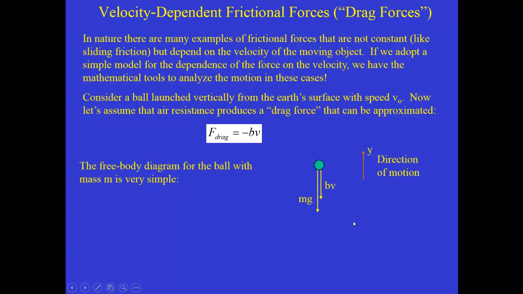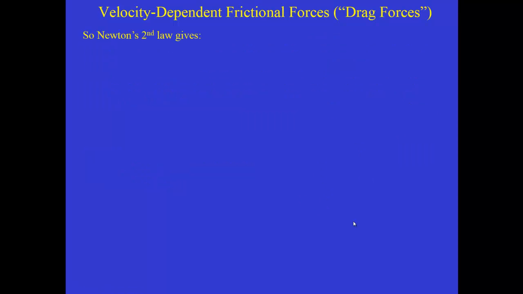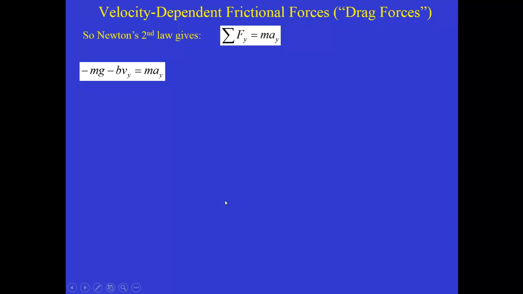That's our free body diagram, and then we can use Newton's second law and solve it in order to get an expression for the velocity of that ball as a function of time. So we add up all the forces in the y direction, set that equal to mass times acceleration in the y direction, and using the free body diagram, the only two forces acting are both negative. Negative mg minus b times v sub y equals mass times a sub y.